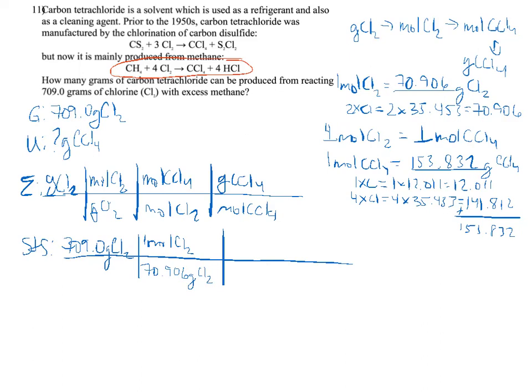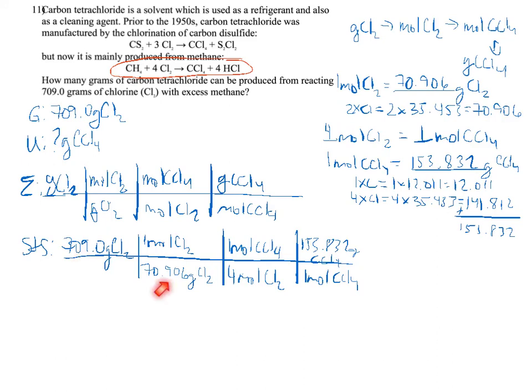And then we go to our mole-to-mole ratio. There's 4 moles of chlorine for 1 mole of carbon tetrachloride. So that means the 1 mole of carbon tetrachloride is on top, and the 4 moles of chlorine is on bottom. And then our last one is our molar mass of the carbon tetrachloride. And remember, molar mass is always 1 mole. So we have 1 mole of carbon tetrachloride is 153.832 grams of CCl4, carbon tetrachloride.